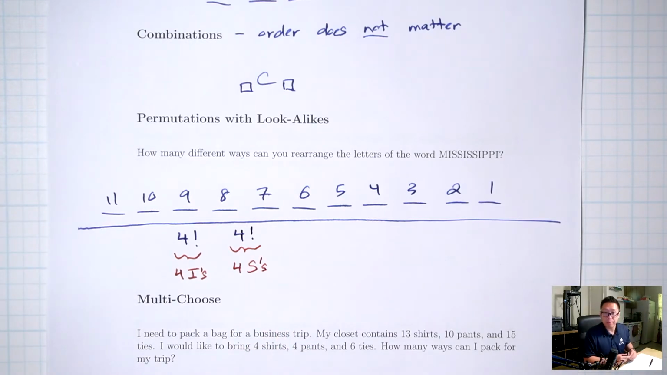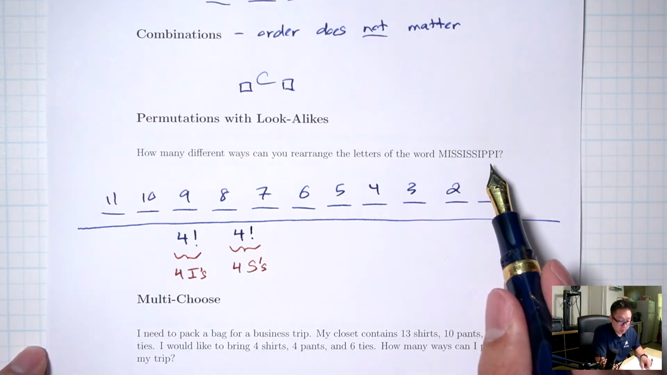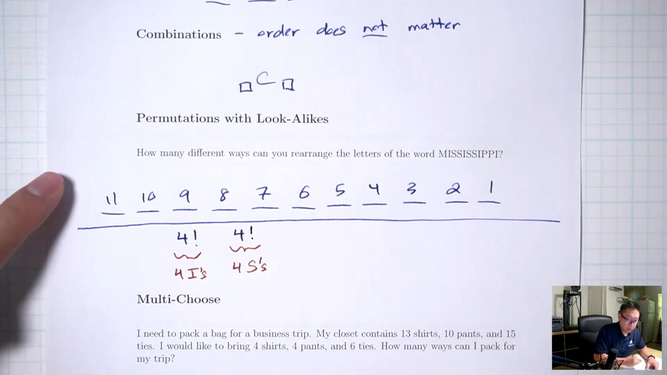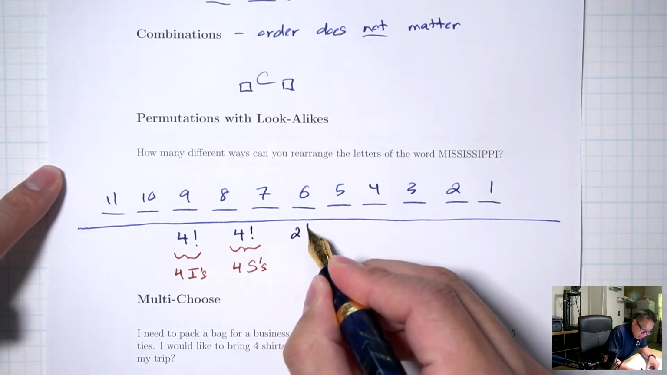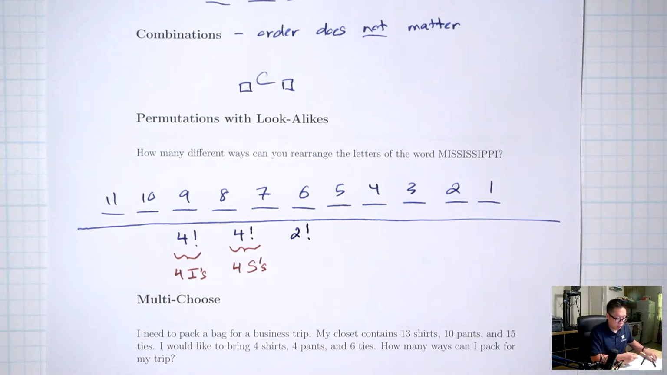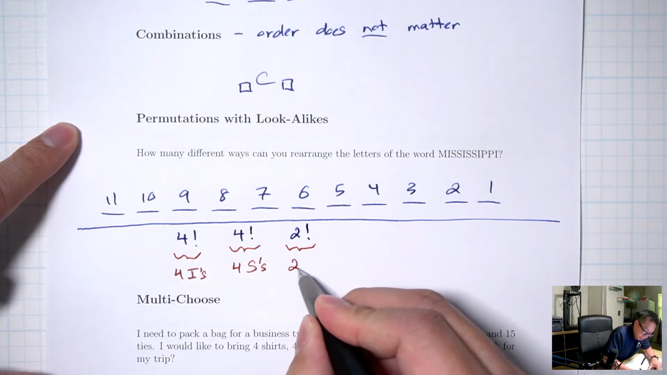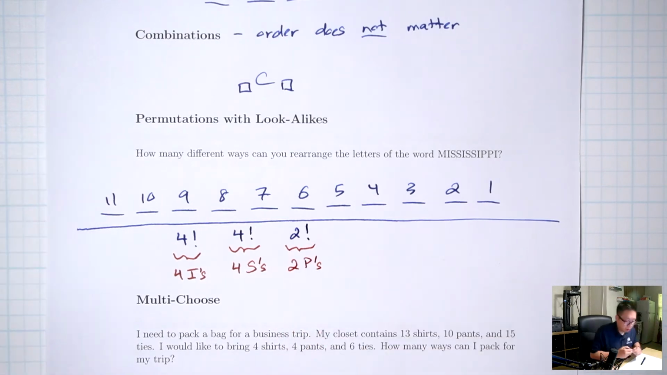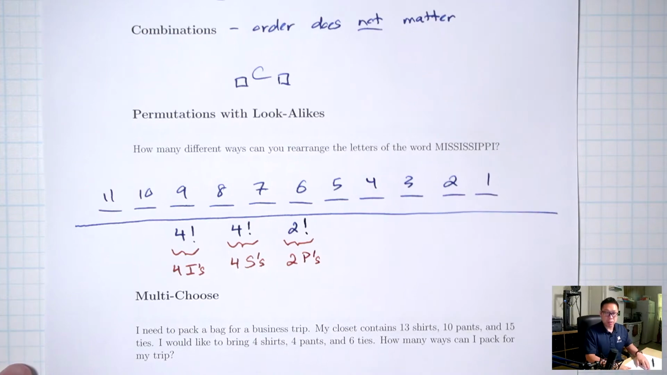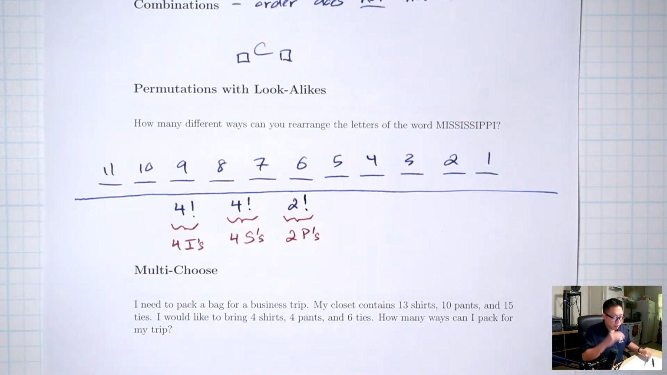What else is repeated? I have P's that are repeated, so there's 2 of them. Another 2 factorial, and that's for the 2 P's. And that's it. That's how you deal with permutations with lookalikes. So on your lab, you can just enter your answer in just like this.